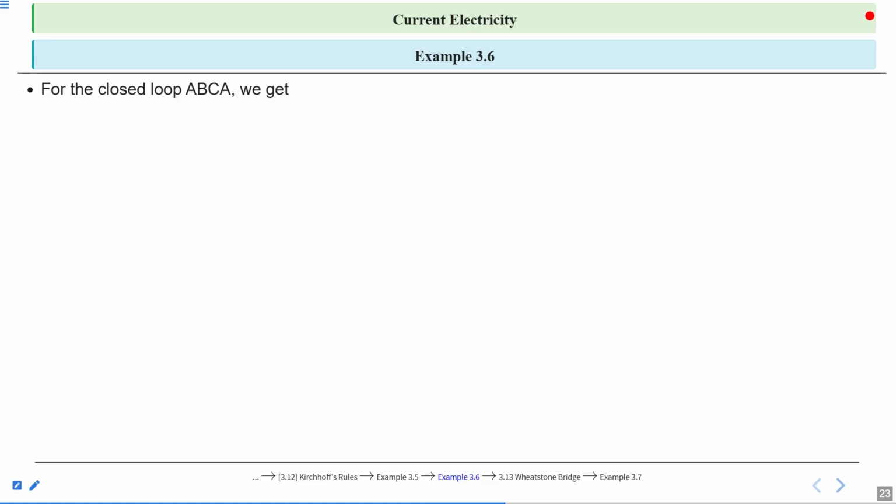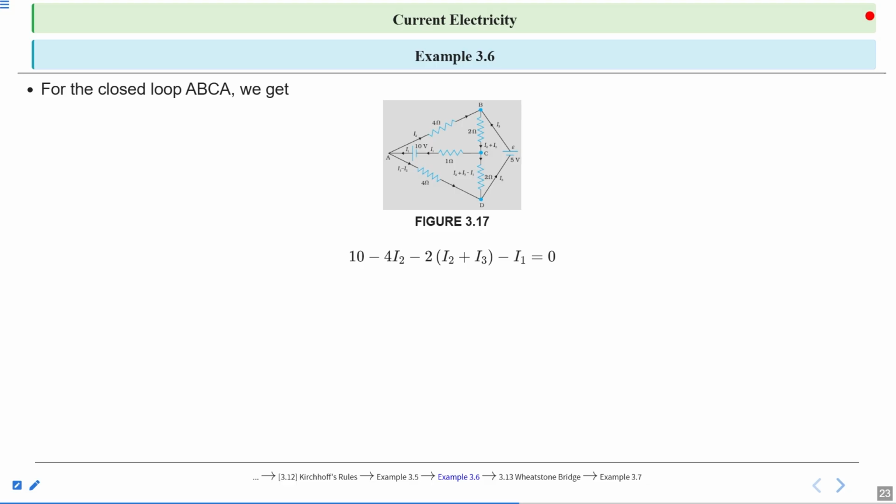For the closed loop ABCA, you can see it in the diagram. We are moving again from C to A, A to B, and B to C. Moving from C to A, we are going from the negative terminal to the positive terminal of the 10 volt battery, so we take positive 10 volt. Now from A to B, we are moving in the direction of the I2 current, so the potential drop will be taken as negative.